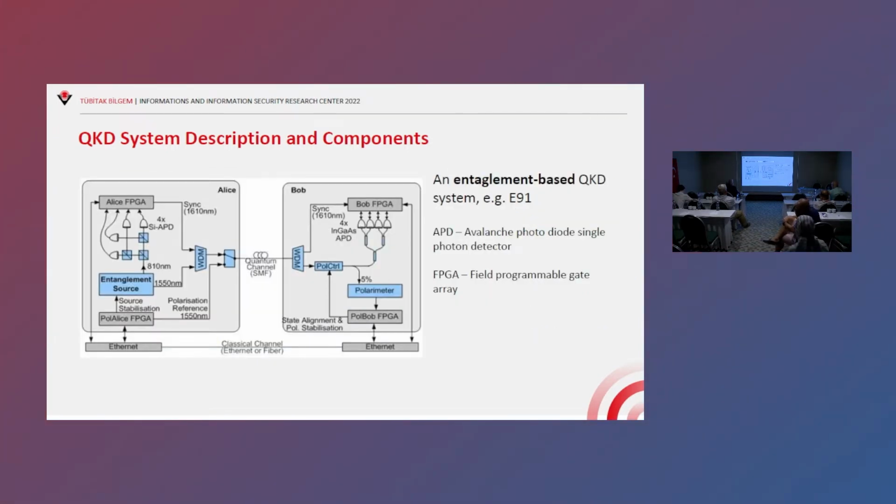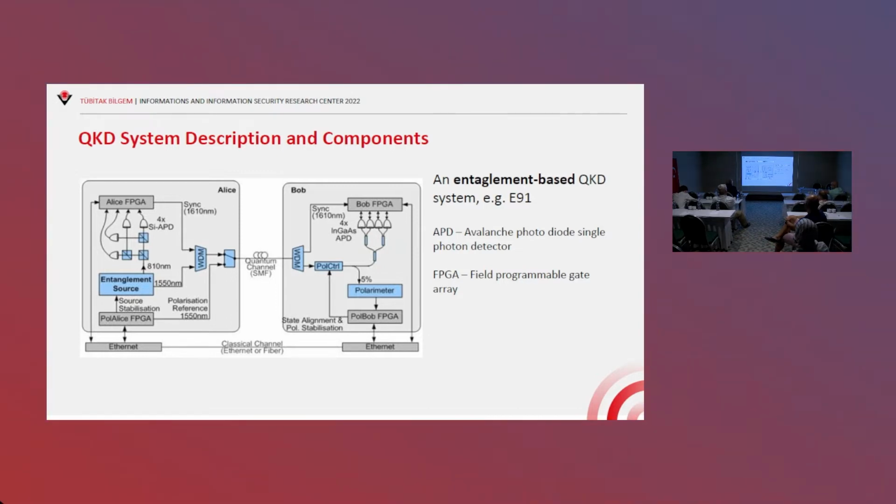Now this is another example that uses an entanglement-based QKD system. As we see over here, in this case, we have an entanglement source. It generates two photons that are entangled. And these photons are transmitted through a quantum channel, which is a fiber, in this case.